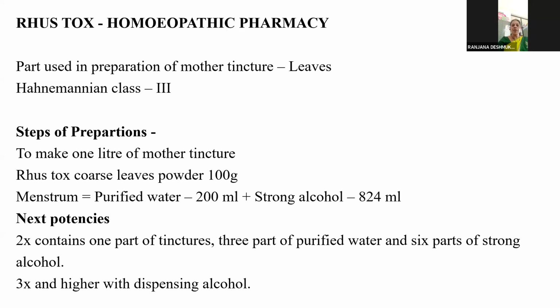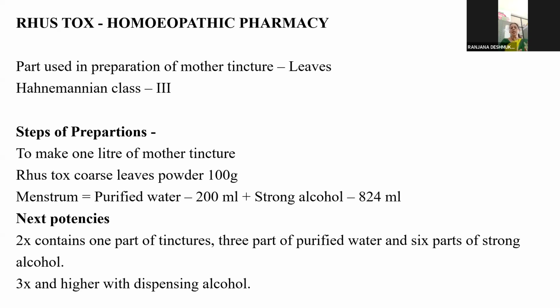These are the different actions of Rhus Tox. If we see which part of Rhus Tox we take, we take the leaves and prepare the mother tincture with alcohol. Specifically, Rhus Tox mother tincture is prepared according to the old Hahnemannian method. It is in class 3. As class 3 drug substances are least juicy, we have to take double the quantity of alcohol and then prepare the mother tincture.